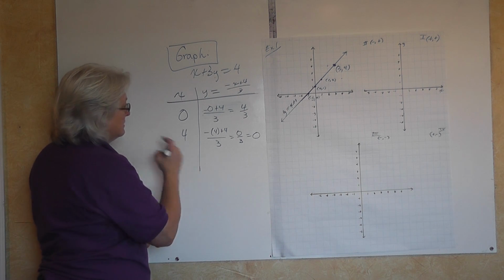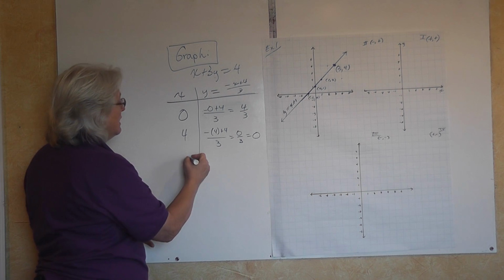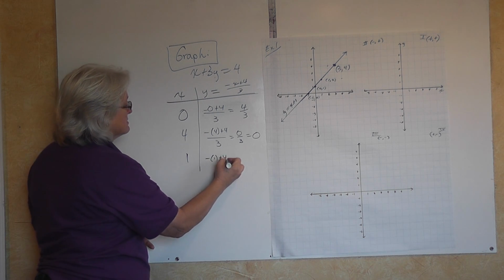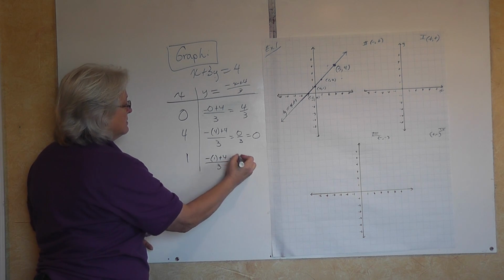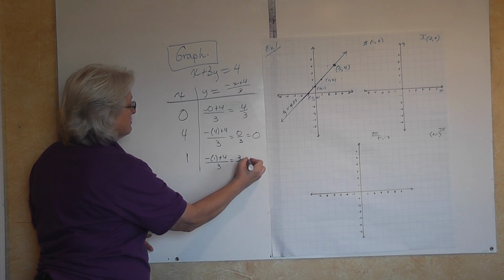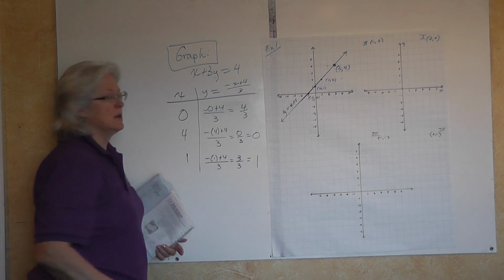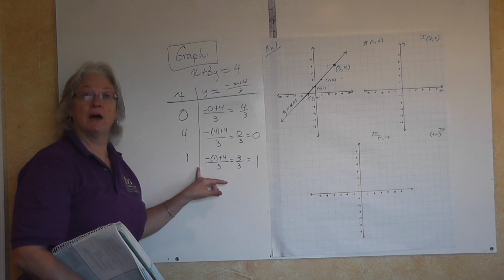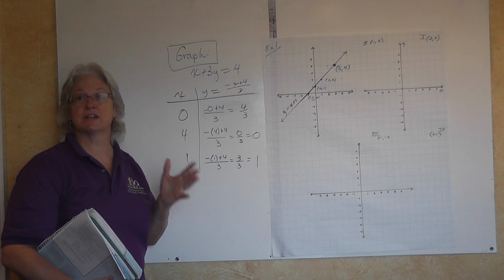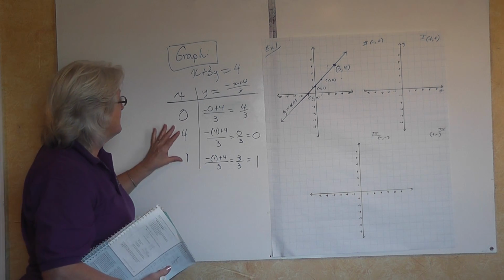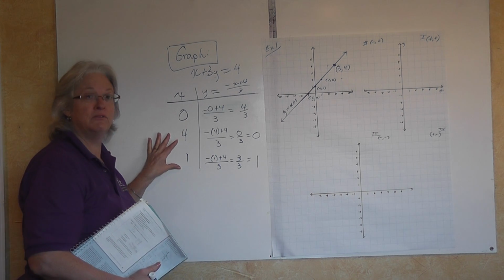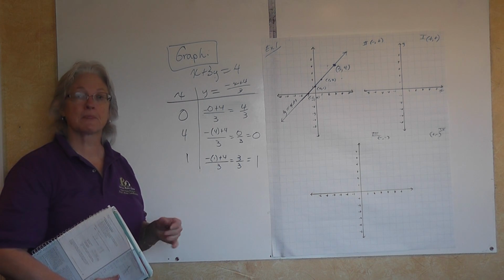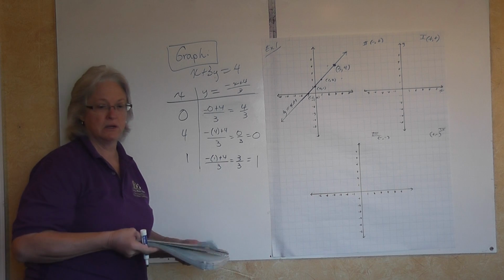And finally, let's see, how about if we do a 1? If we put a 1, we have the opposite of 1 plus 4 over 3 gives us 3 over 3, which is equal to 1. Could we have used other values here for x? Sure, you can use any value that you want to, but these here are convenient values to use. What do we need to do now? We need to plot our ordered pairs.